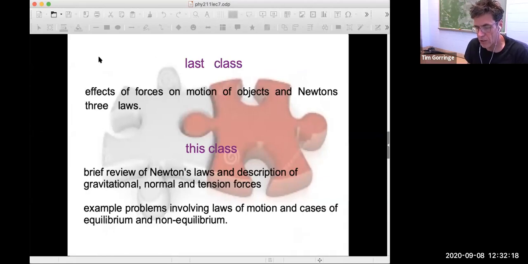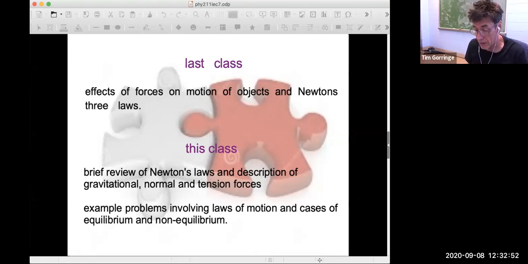Okay, so last class we introduced the effects of forces on the motion of bodies, and specifically we introduced Newton's three laws that describe the influence or effects of forces on the motion of bodies. Today's class, I'm gonna begin with just a quick one slide review of Newton's three laws.